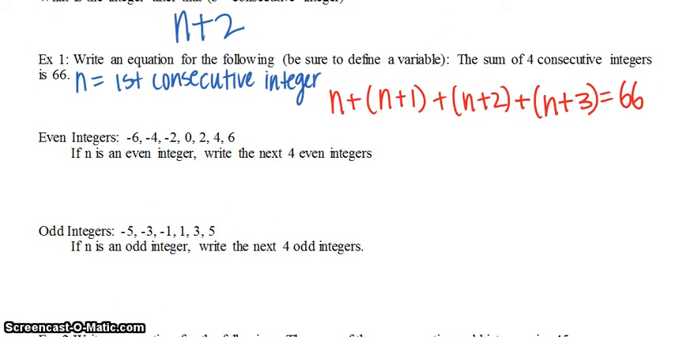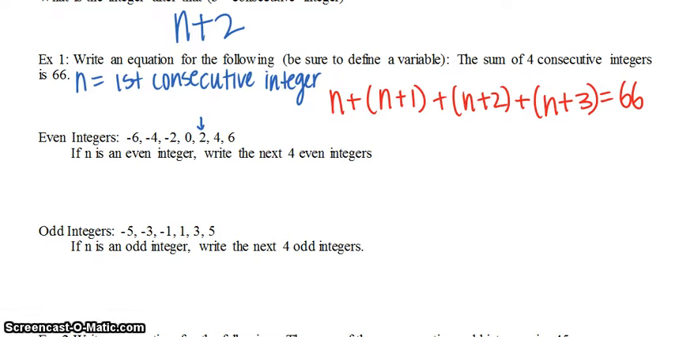Now, even integers, okay? -6, -4, -2, 0, 2, 4, 6. Those are all even integers. So if we're saying n is an even integer, write the next 4 even integers. Well, let's think about this. Let's say I started at 2. How do I get to 4? Hopefully you thought add 2.